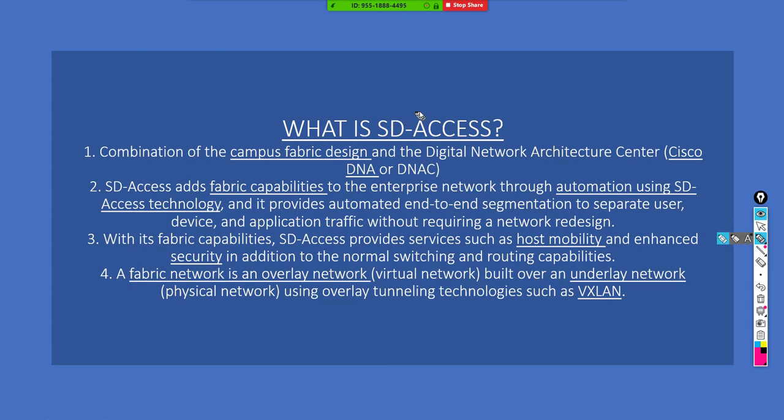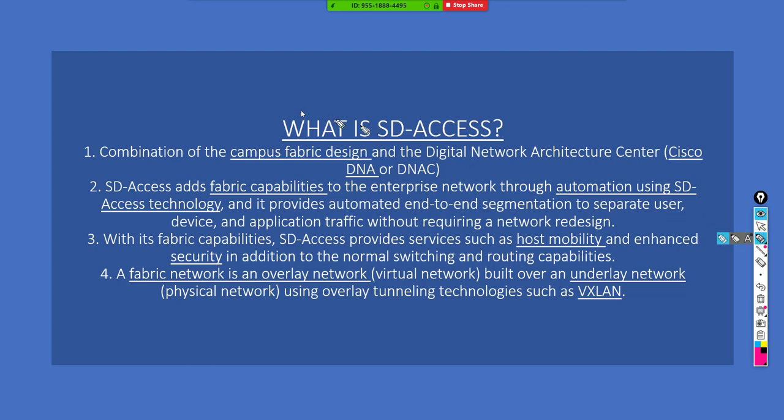So what is software defined access? It's a combination of campus design along with the digital network architecture center, which is called DNA or DNAC. Now this is a concept which is introduced for the first time, or might be this is still in a testing phase, or might be this is still tested on 50 enterprises. You will not see this technology integrated with every enterprise. This is coming up. The software defined access is all coming up. They are getting tested, and as the benefits increase, enterprises are preferring to keep them.